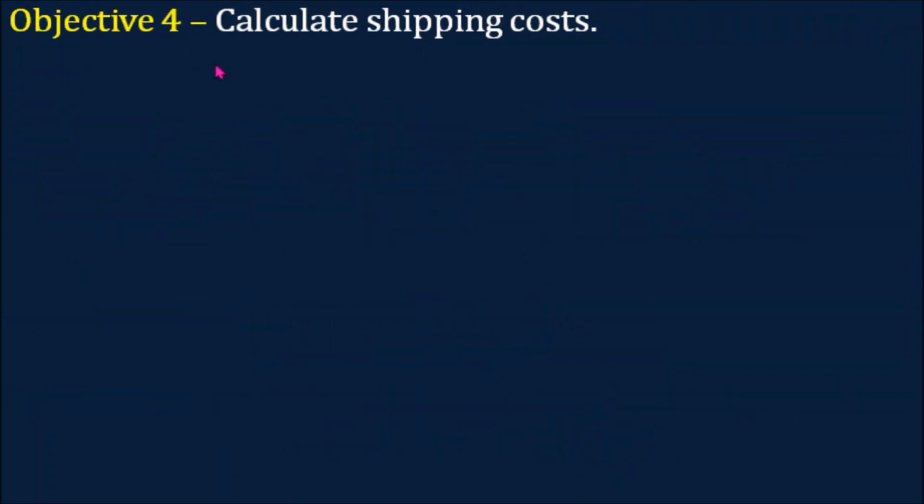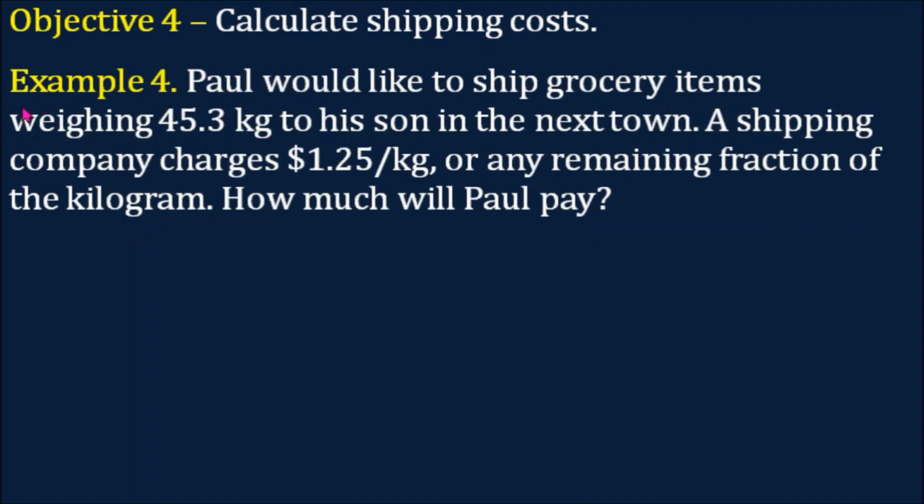Objective number 4, calculate shipping costs. Example number 4, Paul would like to ship grocery items weighing 45.3 kilograms to his son in the next town. A shipping company charges $1.25 per kilogram, or any remaining fraction of the kilogram. How much will Paul pay?